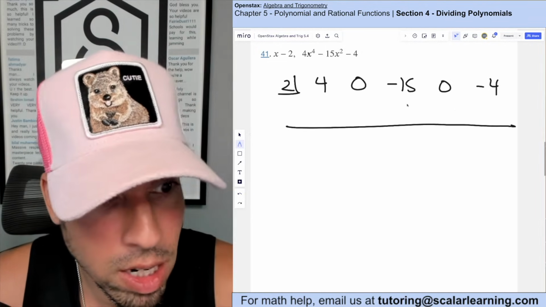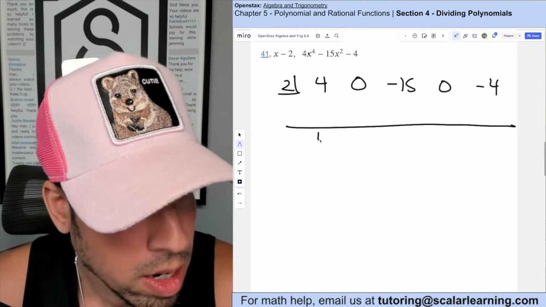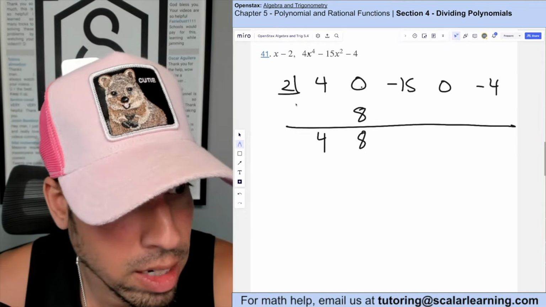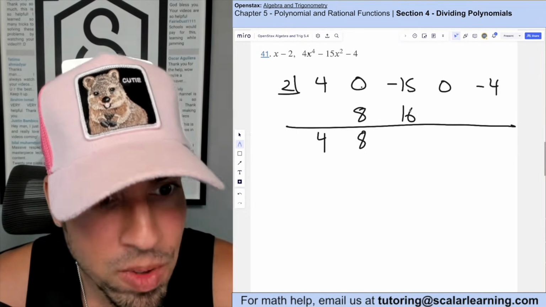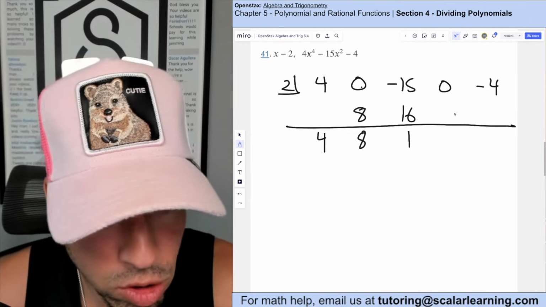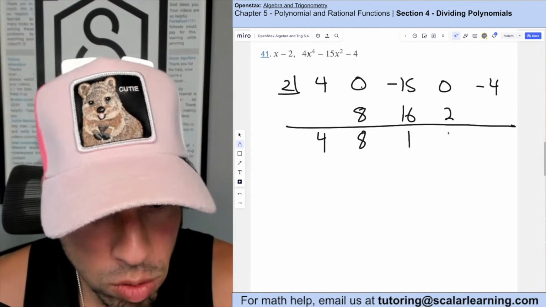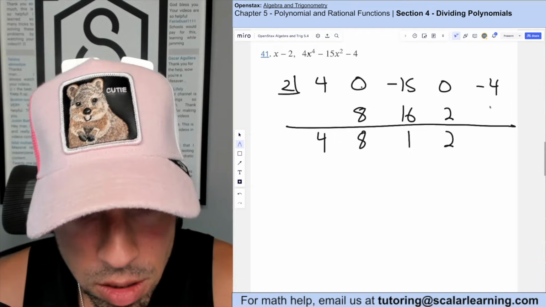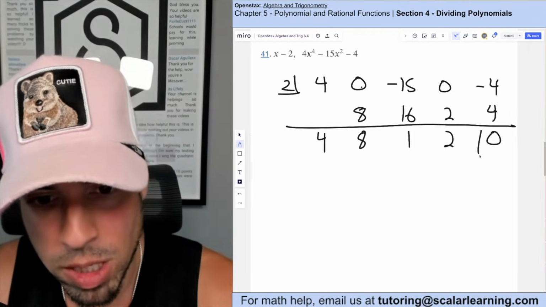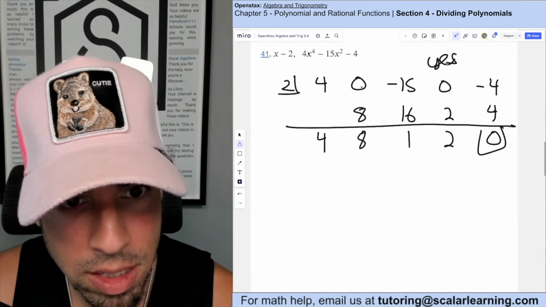Now, let's carry it out. So we're going to drop the 4, and 4 times 2 is 8. 8 plus 0 is 8. 8 times 2 is 16. And then we add these. Negative 15 plus 16 is 1. Again, multiply. 1 times 2 is 2. 0 plus 2 is 2. 2 times 2 is 4. Negative 4 plus 4 is 0. So because we have that remainder of 0, we know, yes, it is a factor.